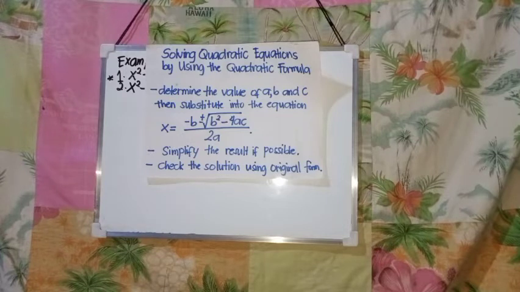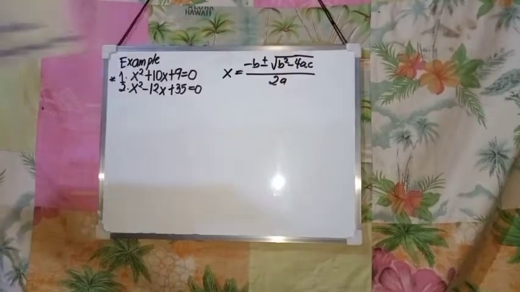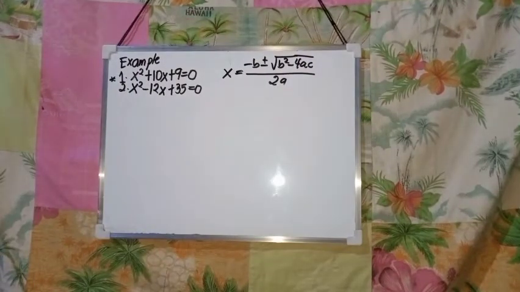We need to determine the value of a, b, and c, then substitute into the equation, so we can get the value of x. Simplify the result if it's possible, then check the solution using the original form or the given equation. Okay, I have prepared here some examples. We have two examples.